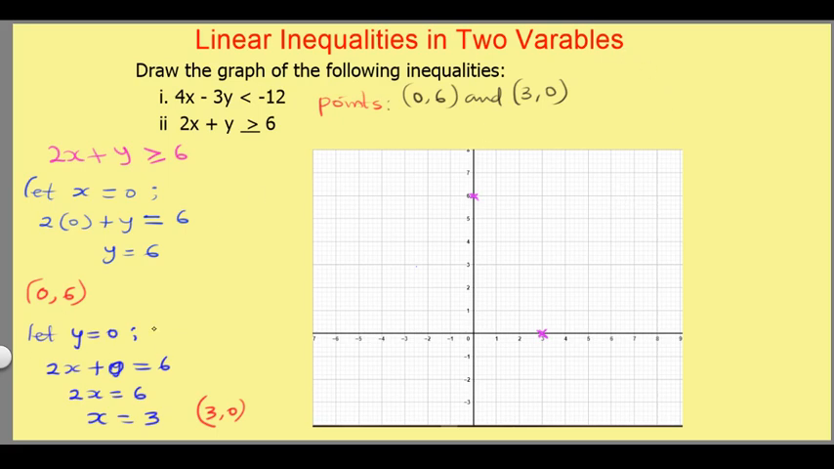However, considering the type of inequality sign that is in our straight line, it is an inclusive inequality. So the straight line will be a thick line because it's an inclusive inequality.